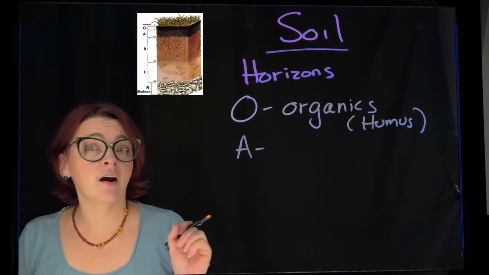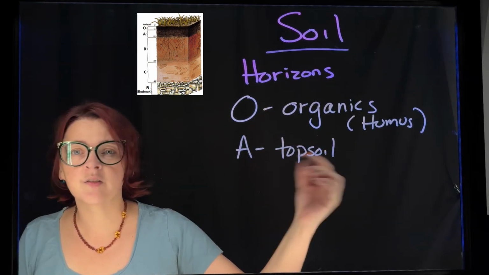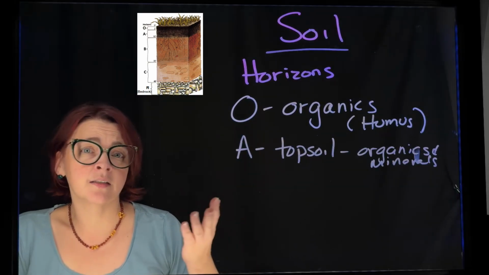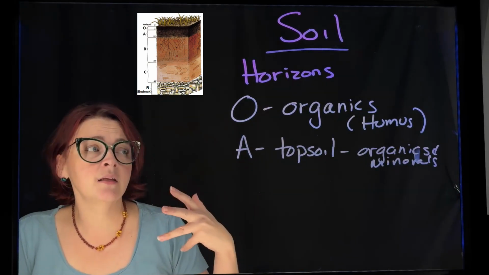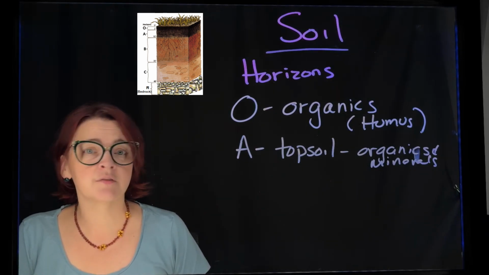Then we have our A horizon. The A horizon is the topsoil. This is going to be where we have mostly organics and minerals. So this is where we'll have grasses growing. There'll be roots, there'll be bacteria, fungus, all sorts of organisms and different minerals in that area.